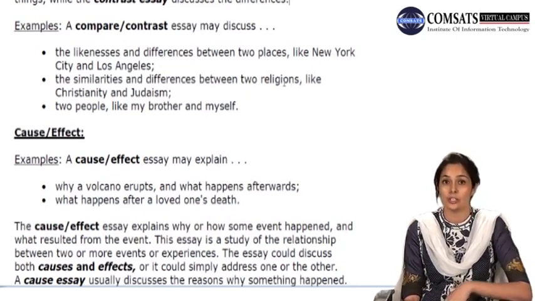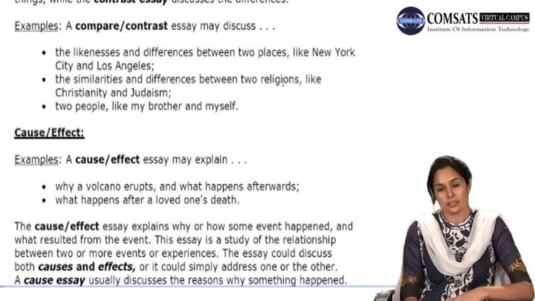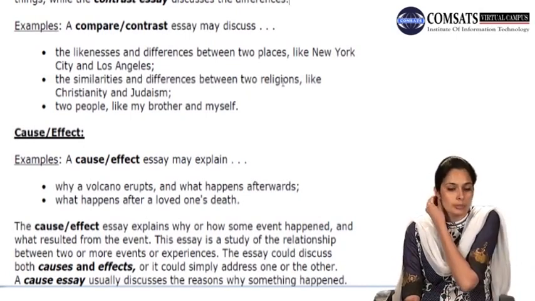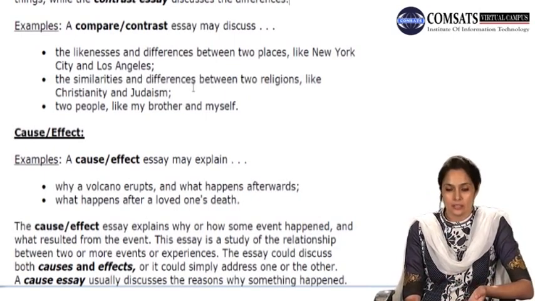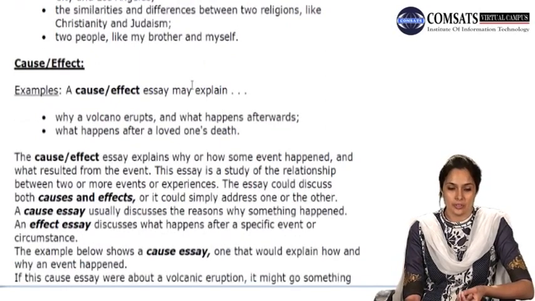सिमिलैरिटीज़ और डिफरेंसेस between two religions, of course that also needs factual information, because religion is such a topic जिसके बारे में आप किसी किस्म की कोई गलत बात नहीं लिख सकते. Then two people like my brother and myself, दो लोगों को कंपेयर करना is even more amusing. इसमें आपका ऐसे थोड़ा ह्यूमरस भी हो सकता है and it's very interesting.